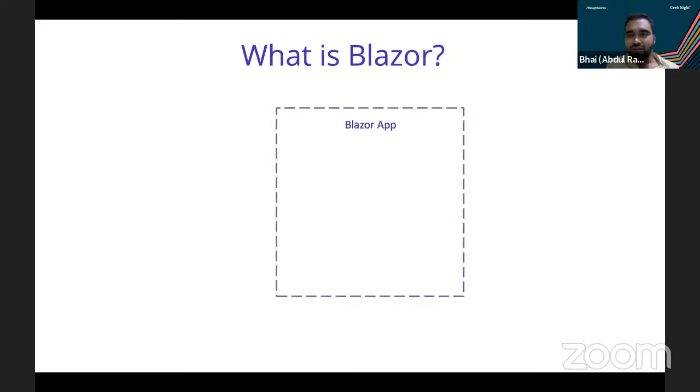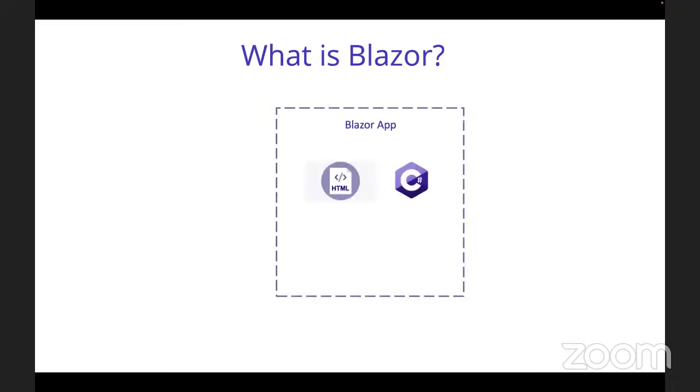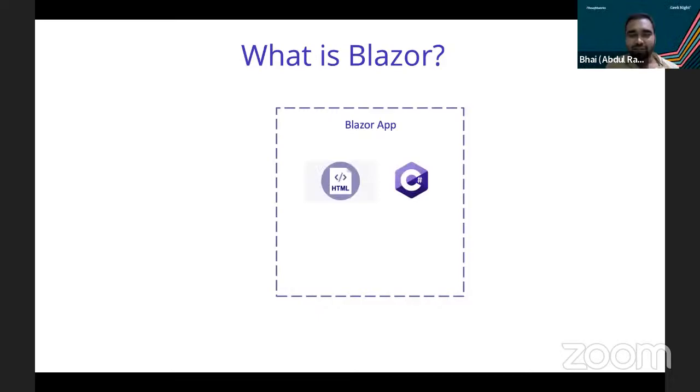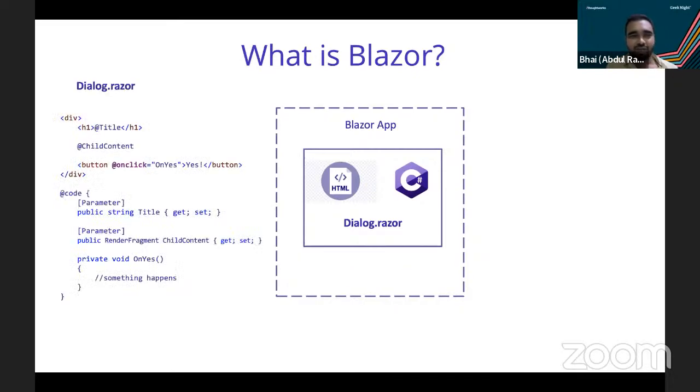So let's take a Blazor app. Like I mentioned, a Blazor app is completely made of HTML and C#. Let's take a component. We can create a component. Blazor mainly depends upon Razor components and Razor syntax, which means your component will have a mix of HTML and C#. Now let's assume we have a dialog.razor component, which is made of both HTML and C#, and this is how it looks.